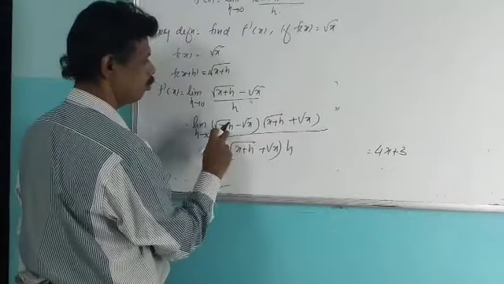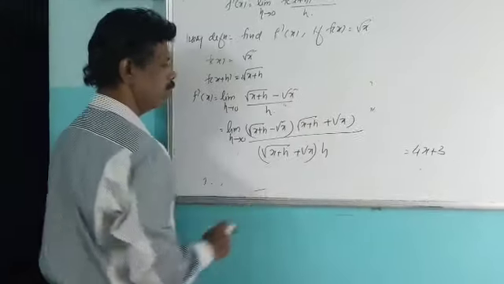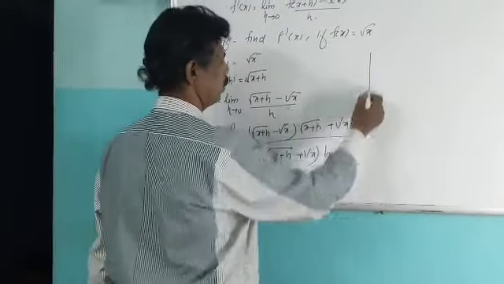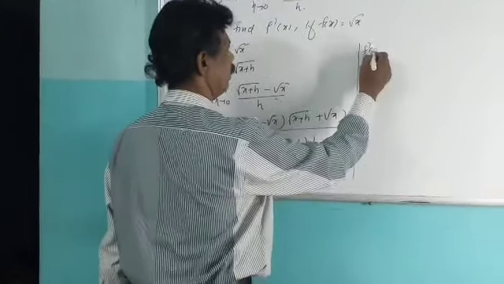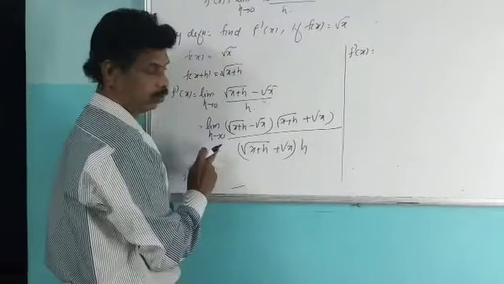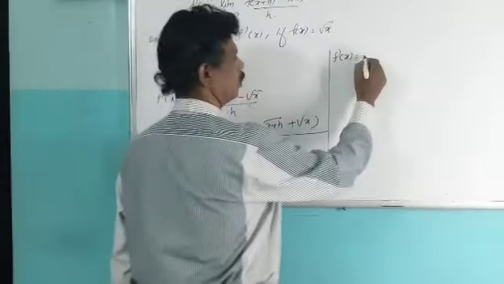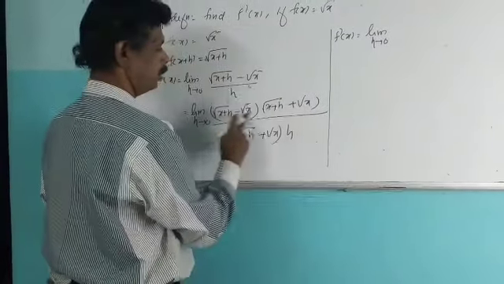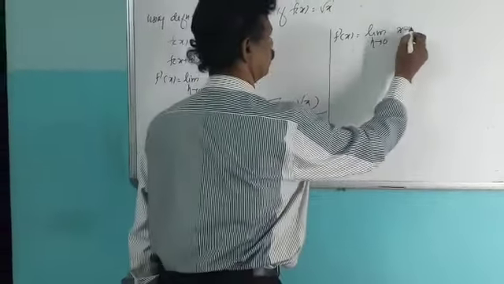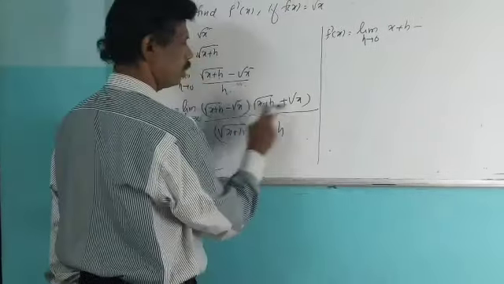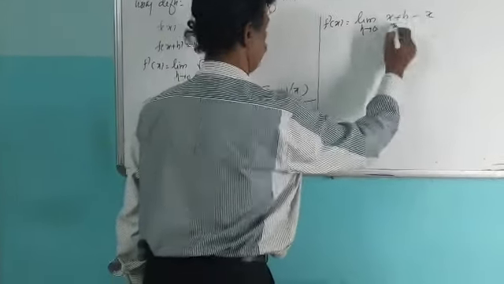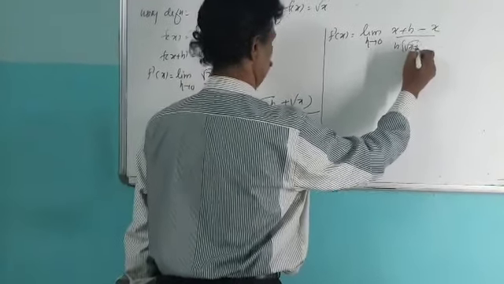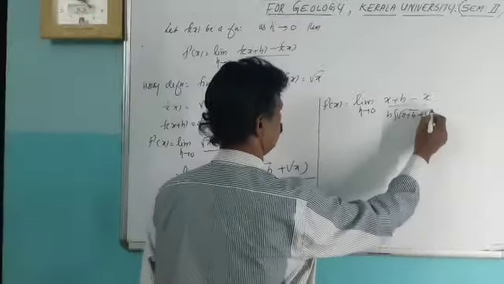This is in the form of a minus b into a plus b, which is equal to a square minus b square. That is f dash x equals the limit of a square, x plus h, minus b square, root x square means x, divided by h into root of x plus h plus root x.